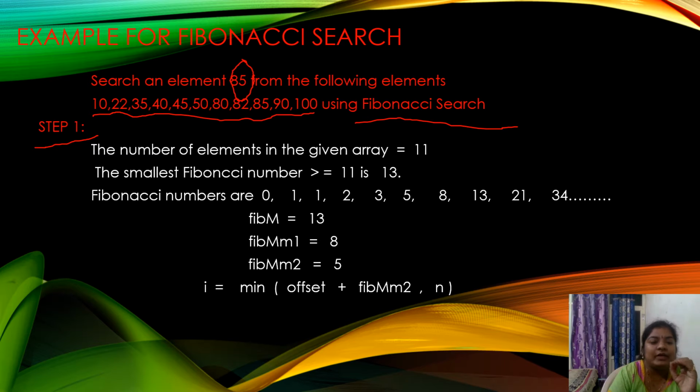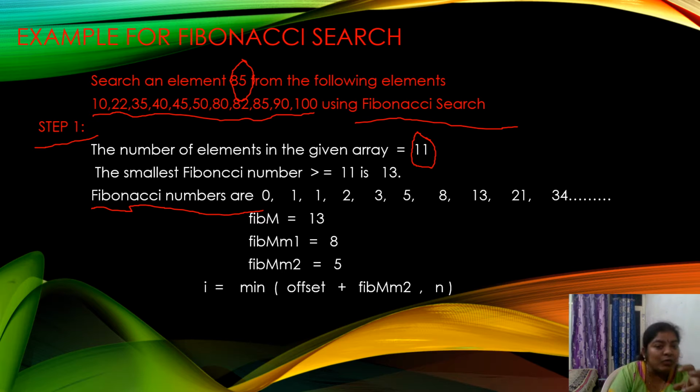First of all, you have to find out the n value. According to the first step of Fibonacci search, find the smallest Fibonacci number which is greater than or equal to n. The first smallest Fibonacci number. Fibonacci numbers, as I already discussed in the first session, are 0, 1, 1, 2, 3, etc. Here the number of elements within the given array is 11.